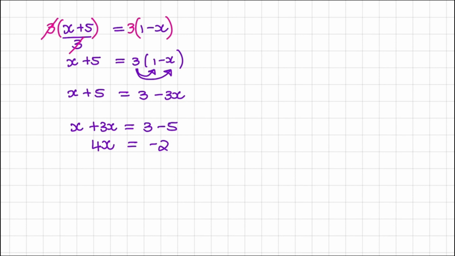Now, to find x alone, I divide both sides by 4. On the left, the 4's will cancel out, so I'm left with x. And on the right, negative 2 divided by 4 is equal to negative a half.